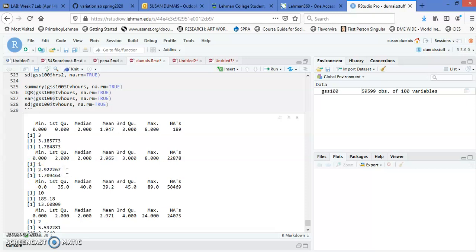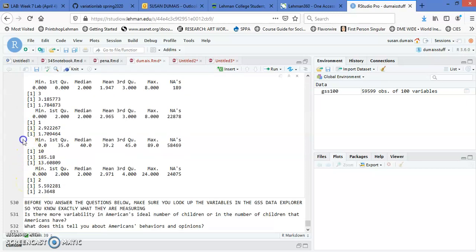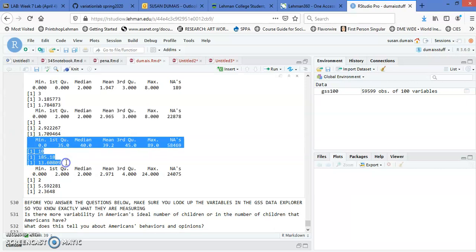And so we're going to want to think about comparing, because that's where the strength of standard deviation and variance and so forth come through, is when you compare variables and look at what their spread is like. Then we had hours 2, and that's this set of information. So the average hours per week somebody works is about 39.2, median is 40, max is 89, minimum 0, so the range is 89, and the standard deviation is 13.6 hours per week.